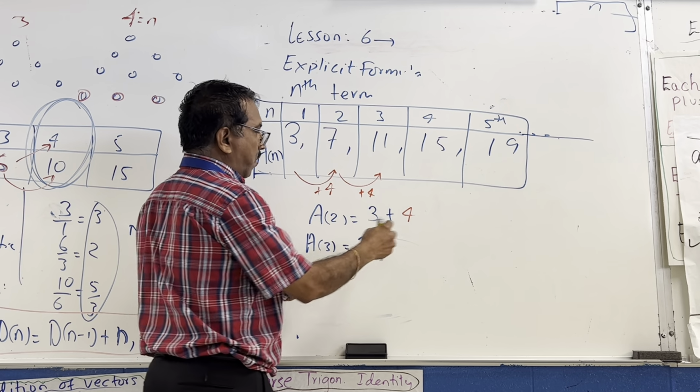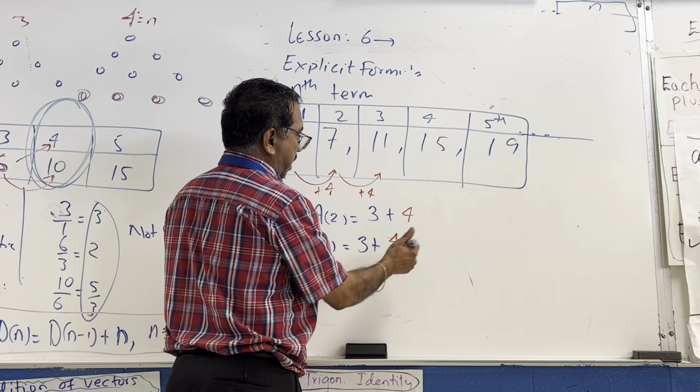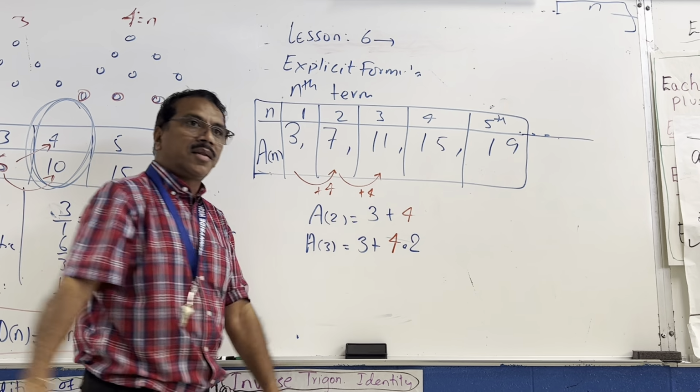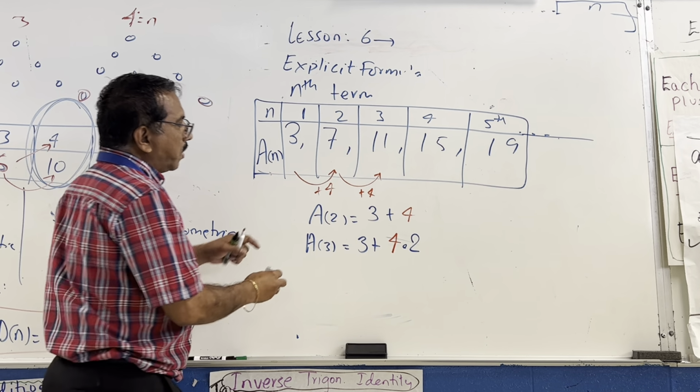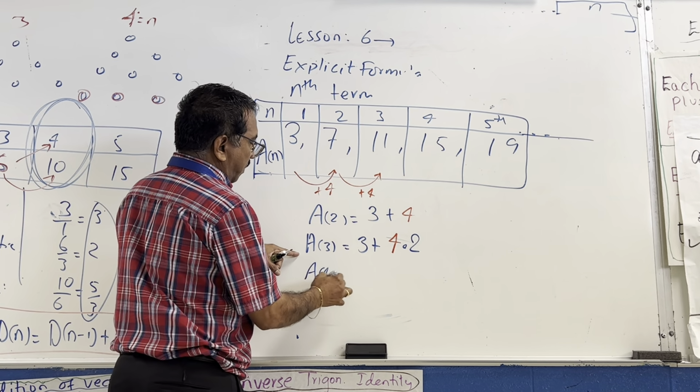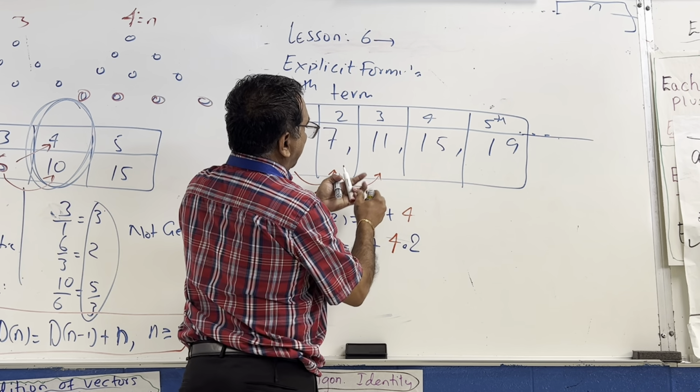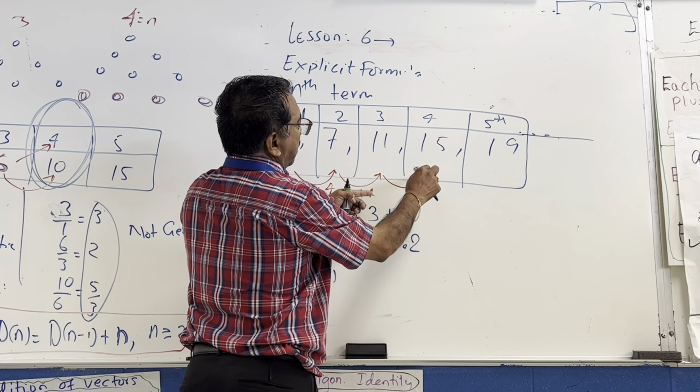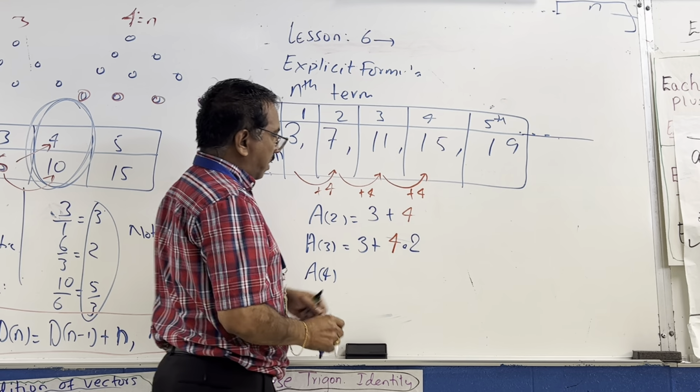So adding 4, and how many times are you adding? Twice. Can you see that? Plus 4. Now I want to know what is the number in the fourth position. So in the fourth position, you're adding another plus 4, and the number is 15.